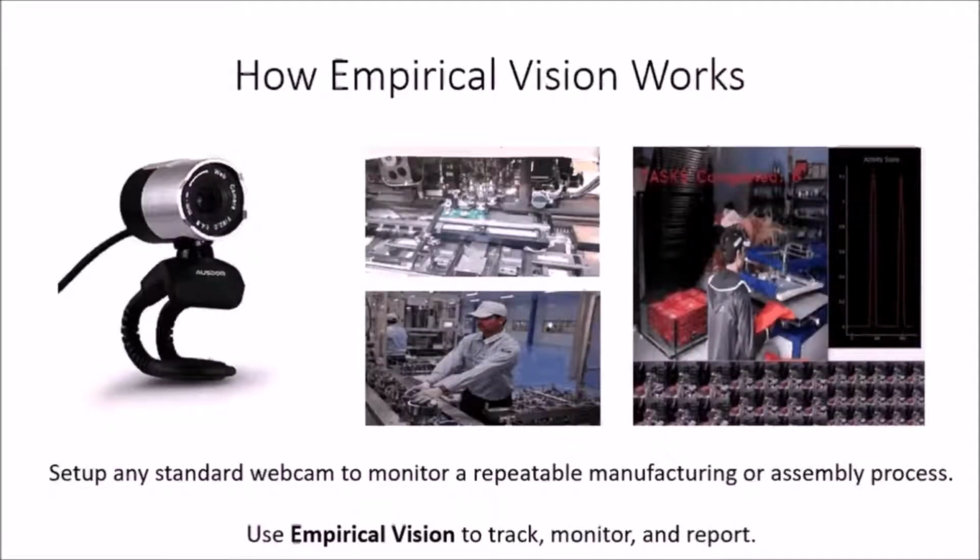Here's how EmpiricalVision works. It's fairly standard. You have a web camera. You put it in front of a repeated manufacturing or assembly process. You run our software, and then we are able to track and report the output of this process. And we're able to do this across a wide variety of tasks using our computer vision AI software.